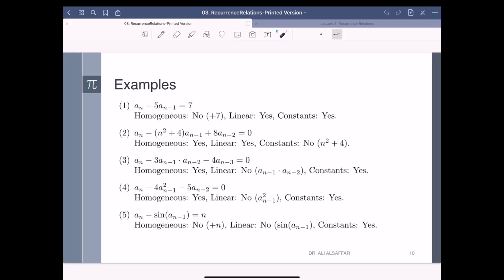Last one, it is homogeneous. It is not homogeneous, sorry. Why? Because this term has an, this term has an minus, but this term does not have any ai. So it is not homogeneous. It is not linear. Why? Because an minus 1 does not appear by itself. It is inside sine. So it is not linear. However, all the coefficients of the terms are constants. So here we have a constant 1, -1, and so it is with constant coefficients.